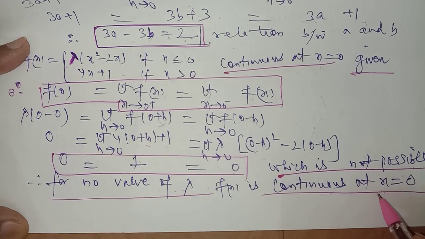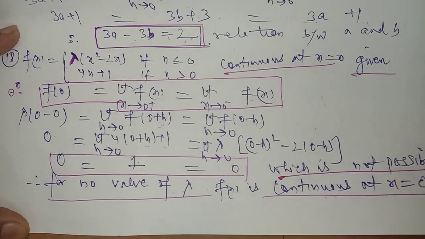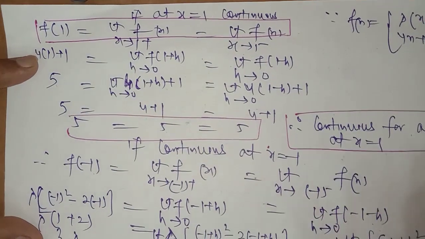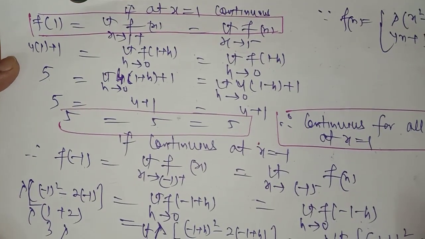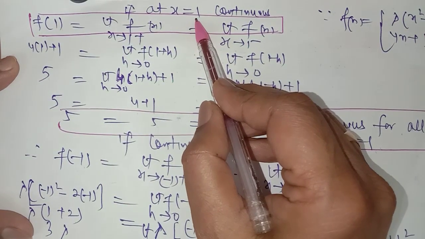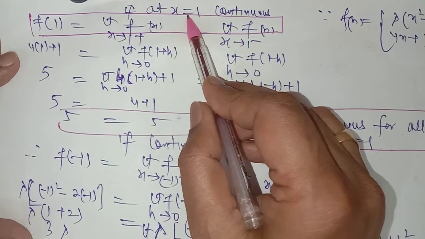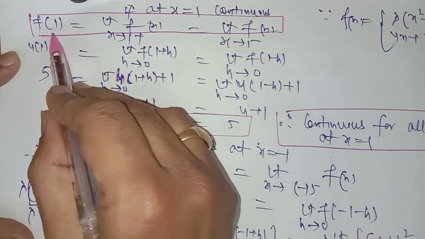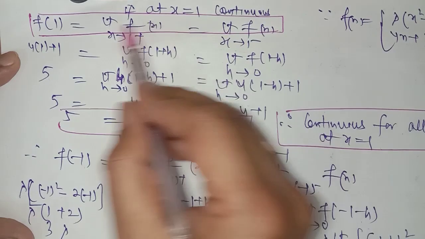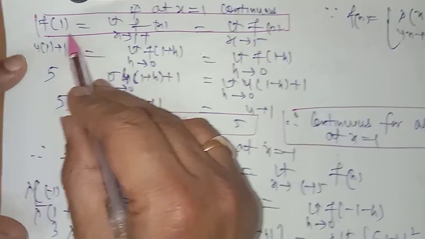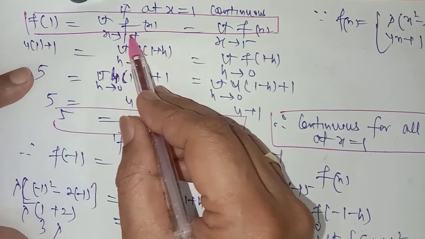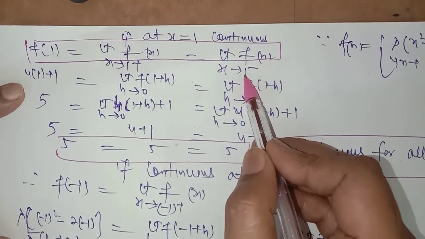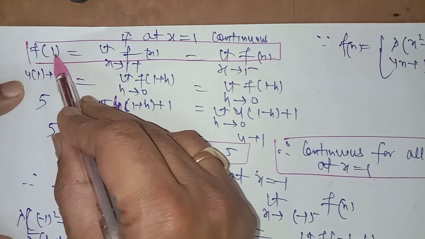Similarly, with the second part of this question number 18 also, it is given that it is continuous at x equal to 1. You have to find the value of lambda. Again, using the same condition, because it is continuous at x equal to 1, the value of the function at x equal to 1 is equal to the right hand limit at 1 is equal to the left hand limit at 1. Now you have to find the value of the function at 1.